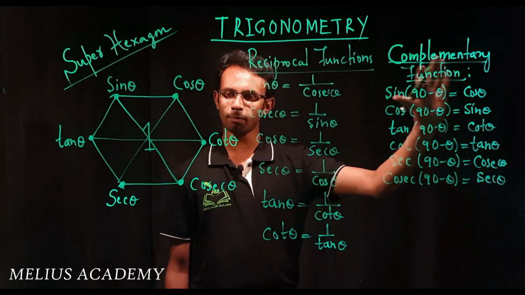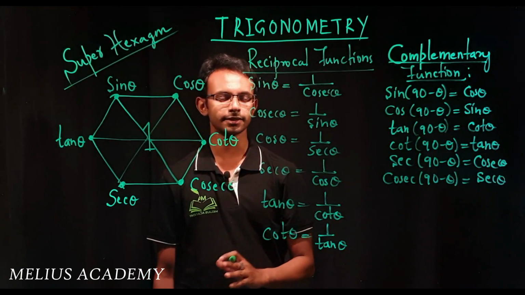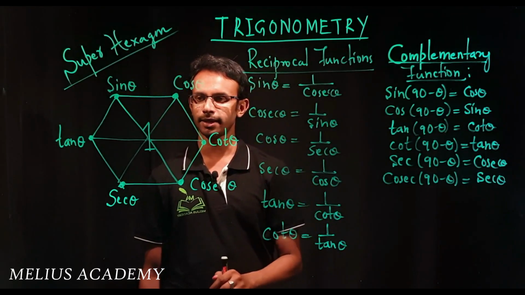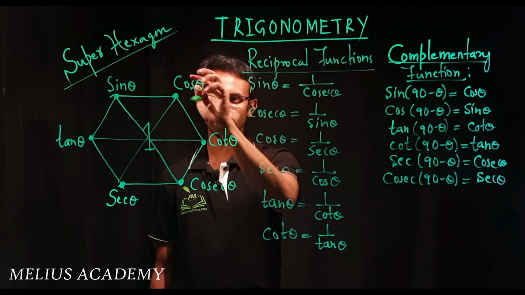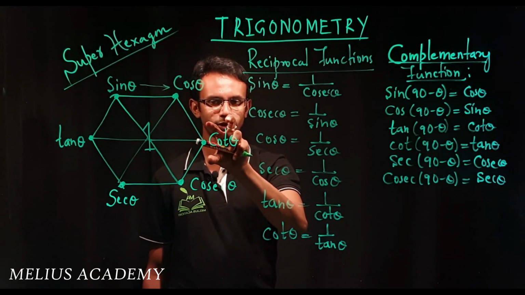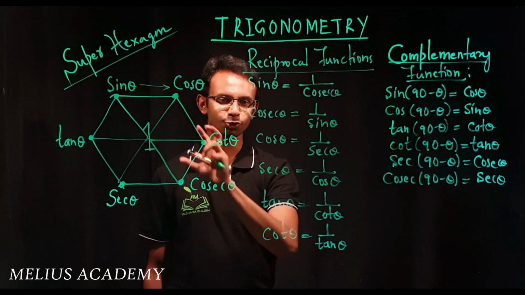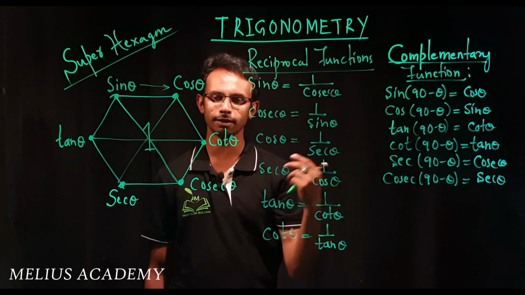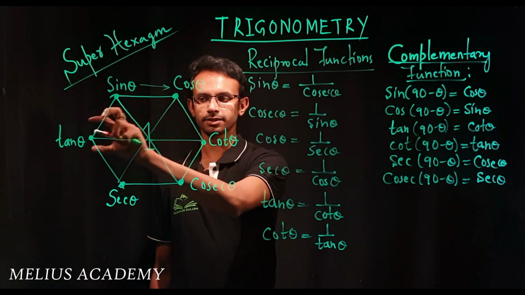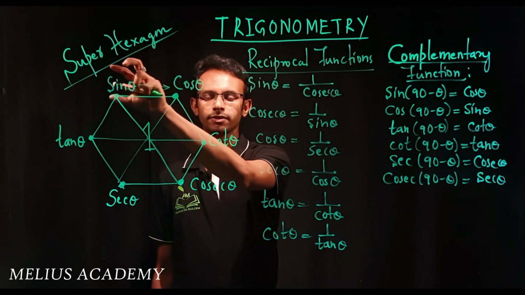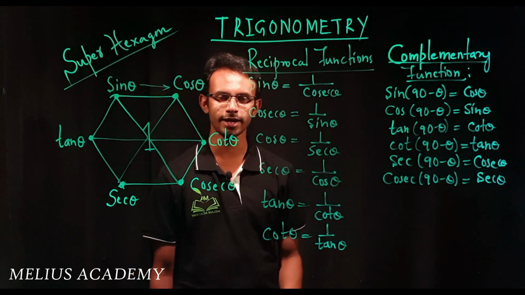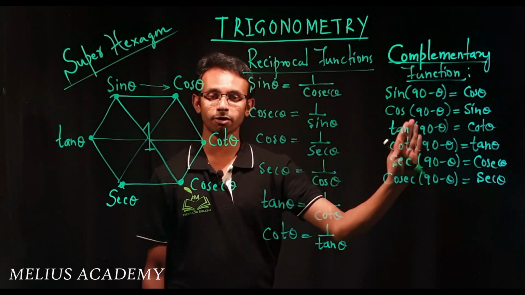To remember all these complementary formulas from this super hexagon is very simple. You have to just look at the vertices in a horizontal manner. Sine of 90 minus theta is cos theta. You can see it in this way. Then tan of 90 minus theta is cot theta. Secant of 90 minus theta is cosecant theta. If you go in the reverse way, you will get the remaining set. Cosecant of 90 minus theta is secant theta. Cot of 90 minus theta is tan theta. And cos of 90 minus theta is sin theta. So by this way, complementary functions can be learnt very easily. So 6 plus 6, 12 formulas are done.